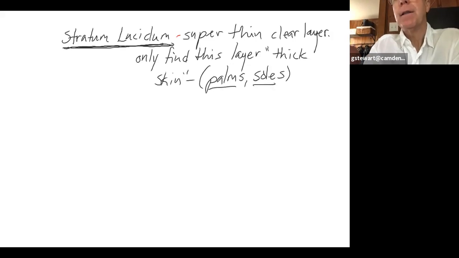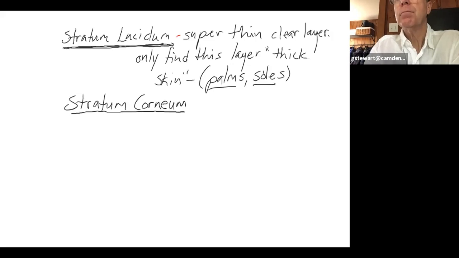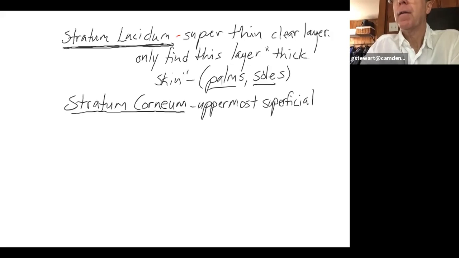The last sublayer of the epidermis is called the stratum corneum, C-O-R-N-E-U-M. This is the uppermost, the outside of the skin, the surface of the skin. I'm going to write uppermost, superficial layer. It's very thick, so I'm going to write the word thick.